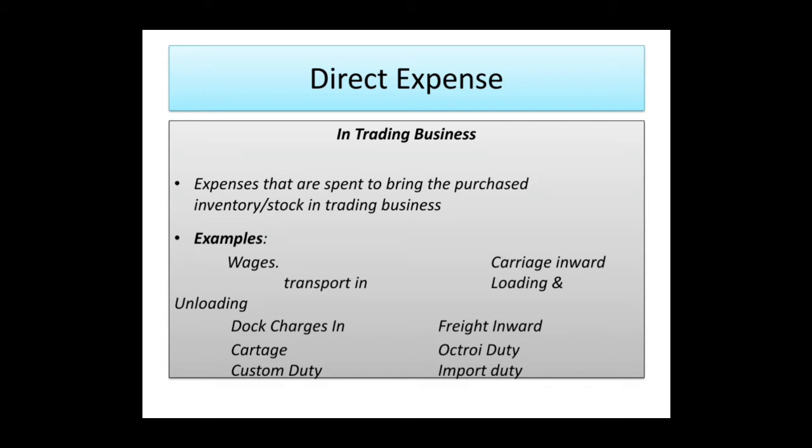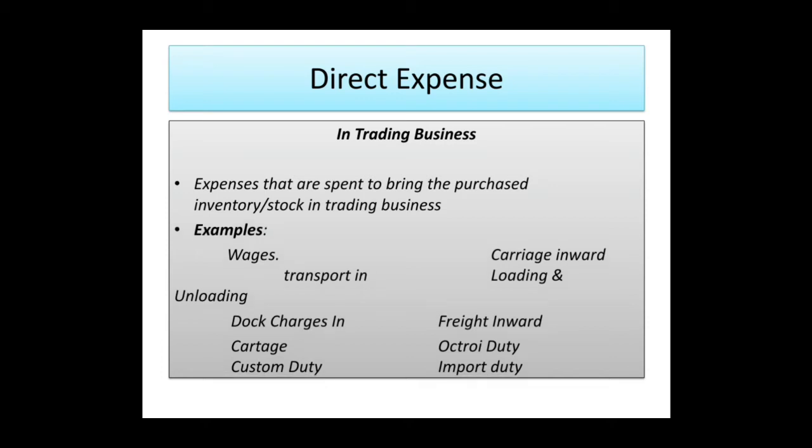On the other hand, if we purchase the goods or inventory or merchandise from out of country, from a foreign country, then we have to pay certain types of taxes and tariff. So all the taxes and tariffs paid on the purchase of goods are also called direct expenses. Those are like octroi duty, import duty, and custom duty.